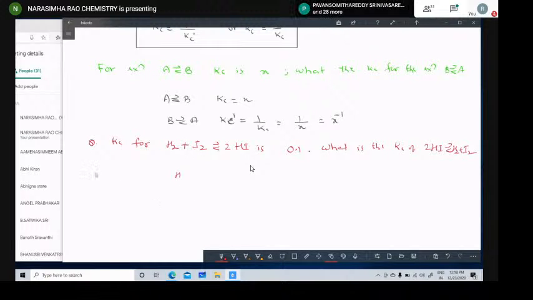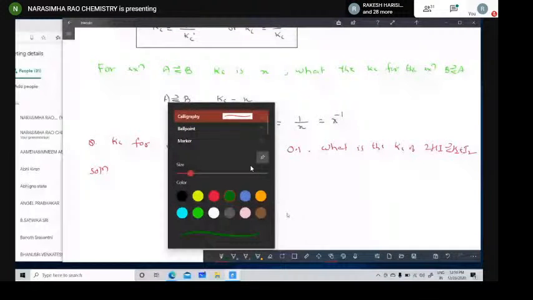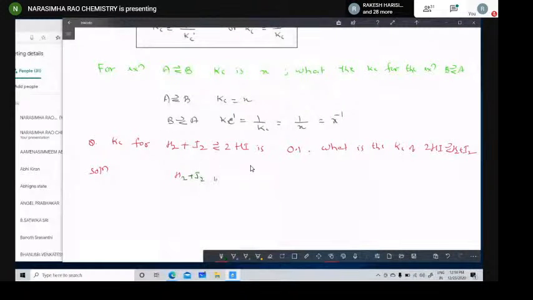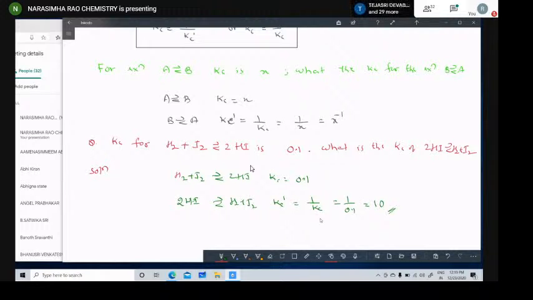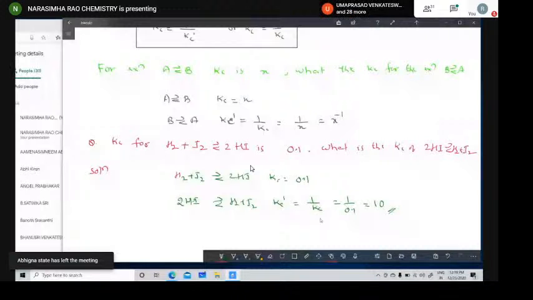Now, my solution. H2 plus I2 is in equilibrium with 2HI, Kc is equal to 0.1. Then for 2HI in equilibrium with H2 plus I2, considered as Kc dash, is equal to 1 by Kc, which is 1 by 0.1, equal to 10. Clear now? Yes, sir. Right. Do you understand now, Rakesh? Yes, sir.